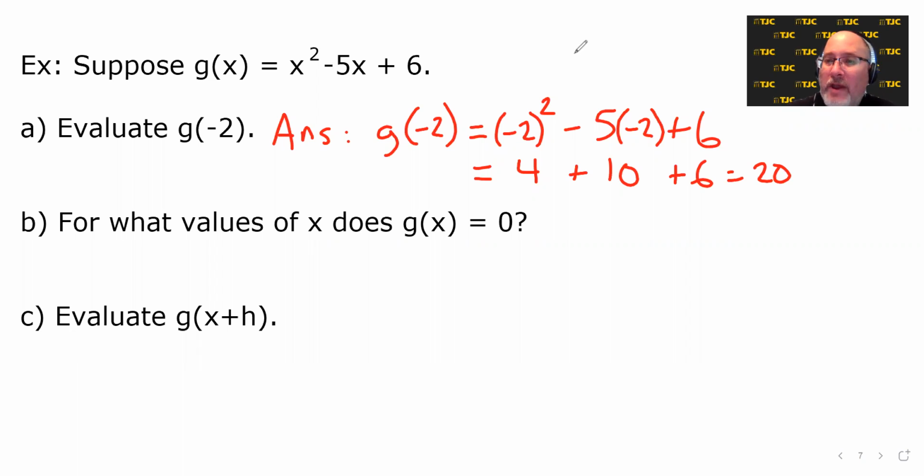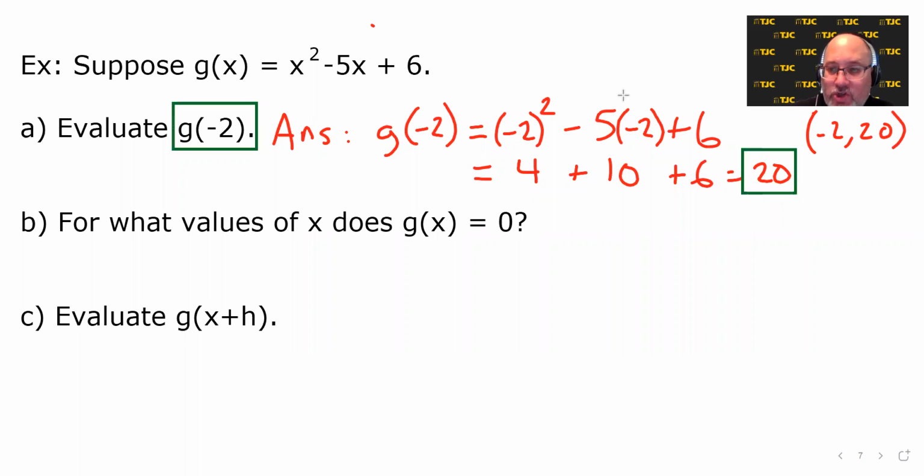Which means as an ordered pair, we just generated the ordered pair -2, 20. You don't have to say, I made this ordered pair. If the question was, what is g of -2, then its answer is 20. But together, the -2 and 20 would make an ordered pair.